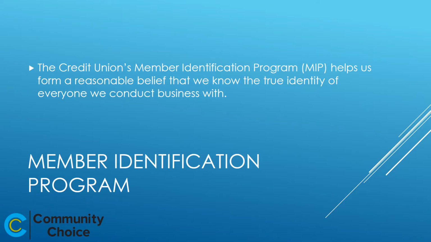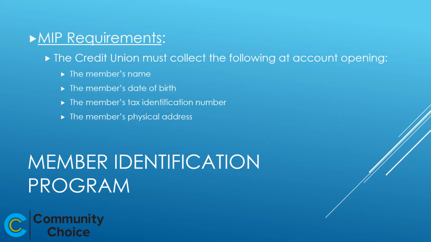Our member identification program allows us to form a reasonable belief that we know the true identity of each person we conduct business with. In order to have established relationships with our members, we need to know who they are. We are required to obtain valid proof of the member's full legal name, date of birth, tax ID number, such as a social security number, and their current physical address.